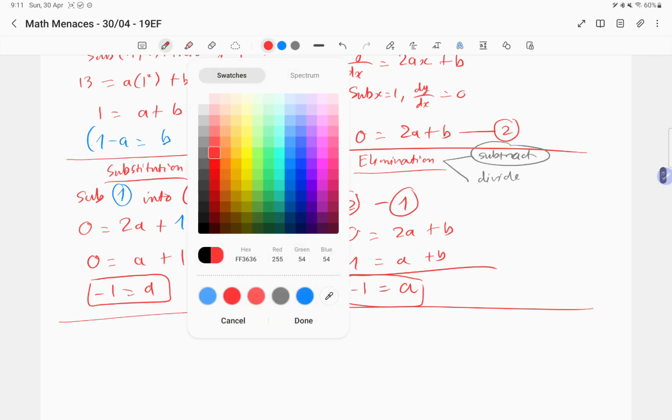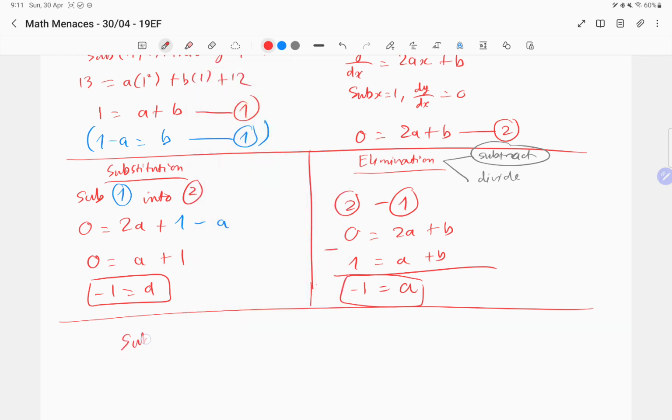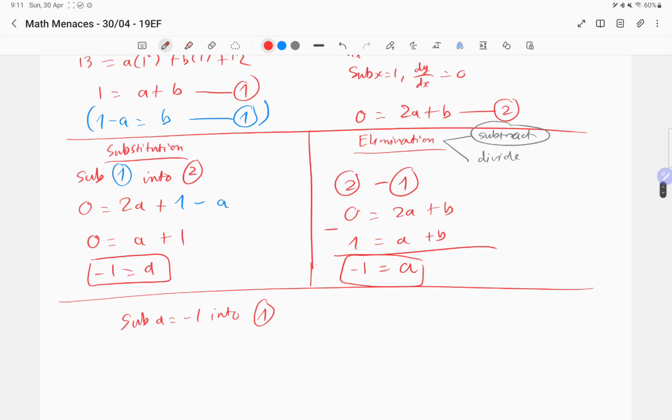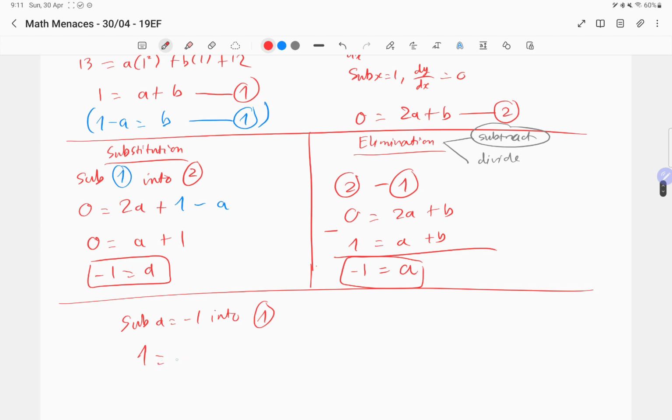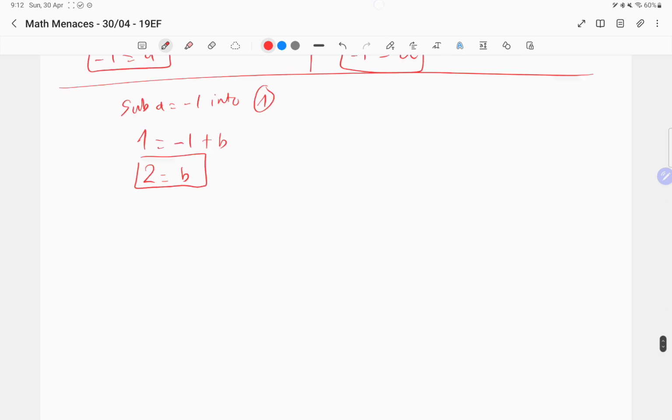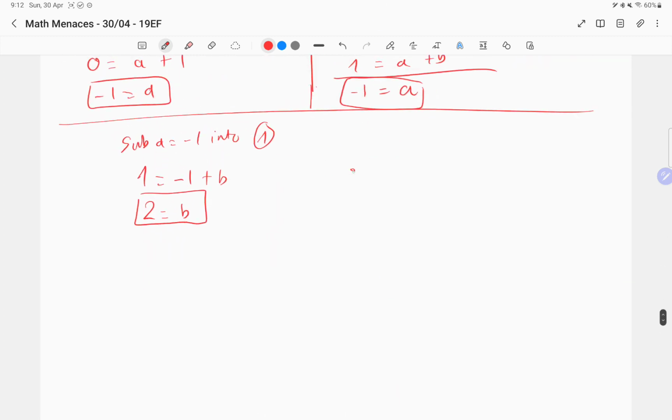Okay, so once you've got this one, then you just need to sub a equals minus 1 into, just choose an equation. I'm going to choose equation 1 because then it's just a simple a. So then you get 1 equals minus 1 plus b. So move the 1 over, 2 equals b. Okay, and that's it. Let's make the final answer. Therefore, a equals negative 1, b equals 2.